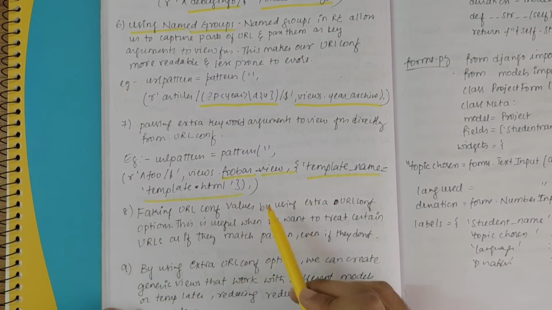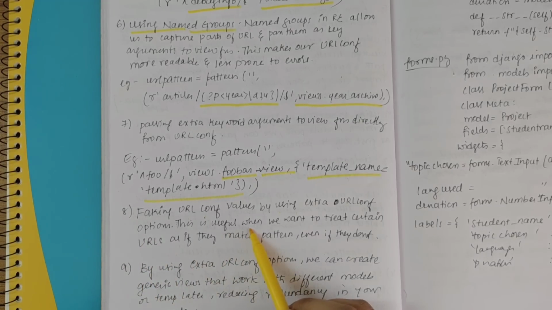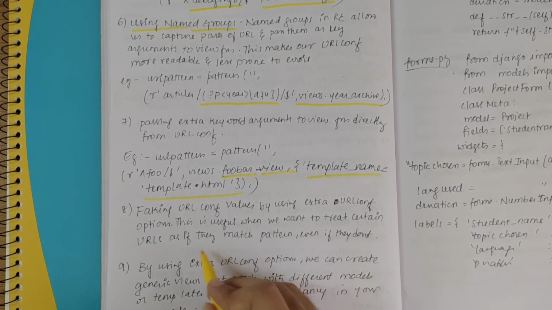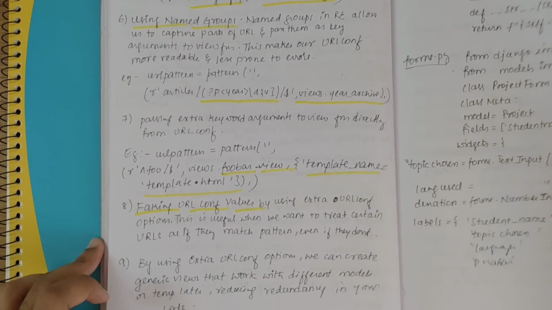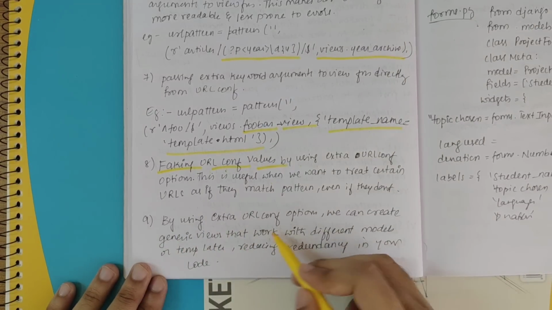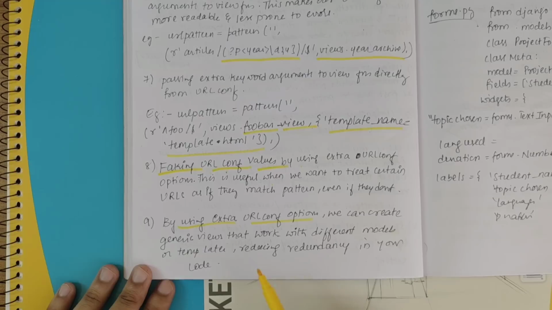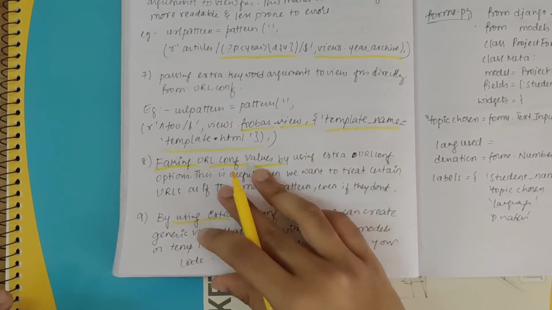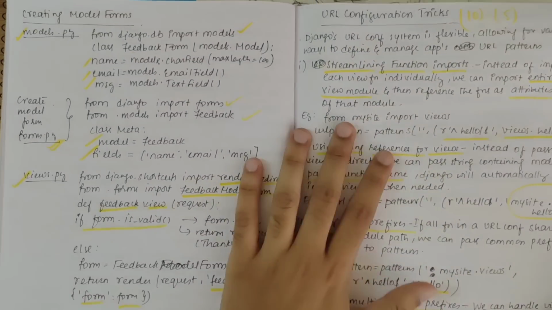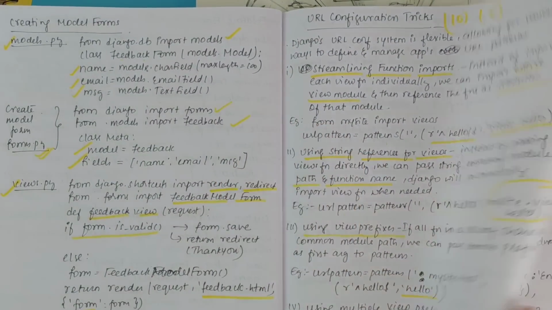So faking URL configuration values by adding extra URL configuration options. This is useful when we want to treat certain URLs as if they match the pattern, even though they don't match the pattern. That is one more trick. Next we have using extra URL configuration options, so we can create generic views that work with different models or templates, reducing the redundancy in our code. So this was about the URL configuration and tricks. In both the model papers this was asked, so make sure you cover this.